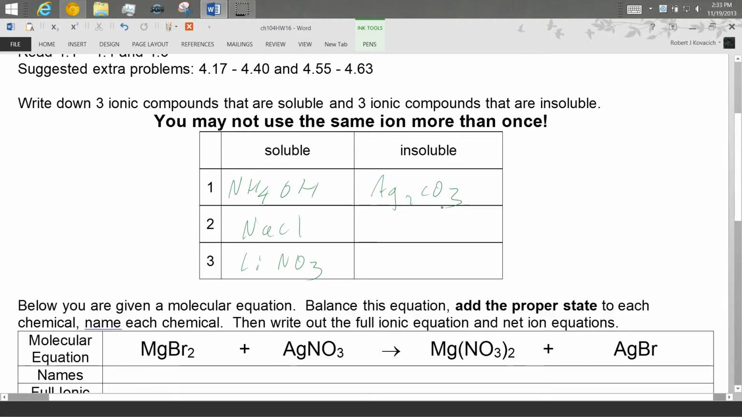Something else that's insoluble? Copper hydroxide. You already used hydroxide. Mercury 1 iodide. Sure. The iodide rule says it's soluble, but it's 1 lower than the mercury 1 rule that says it's insoluble. So this would be insoluble. Another one? Lead oxide. Lead 2 oxide. That works. For sure.